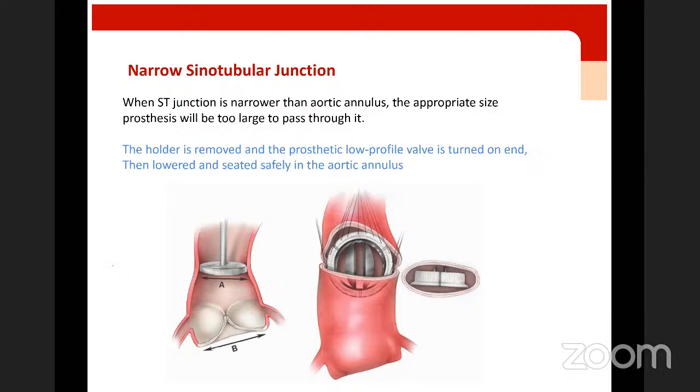One of the issues when seating the valve is when the sinotubular junction is narrower than the aortic annulus, which makes the right size valve too large to pass through it. In this situation, the holder is removed, and then the prosthetic valve is turned sideways, lowered, and seated safely into the aortic annulus, as shown in the diagram here.